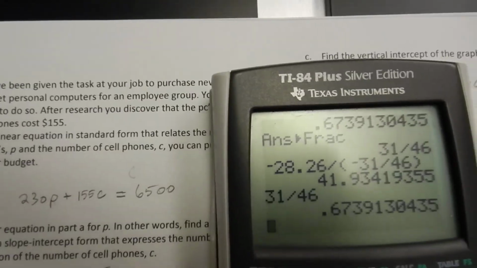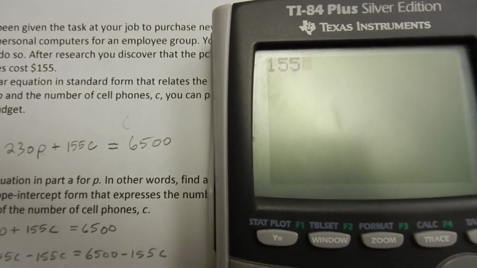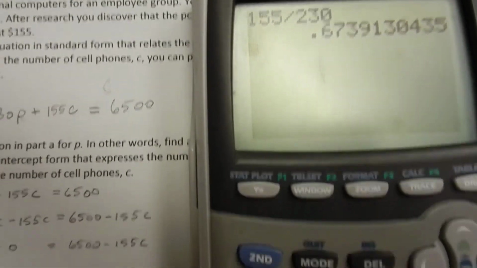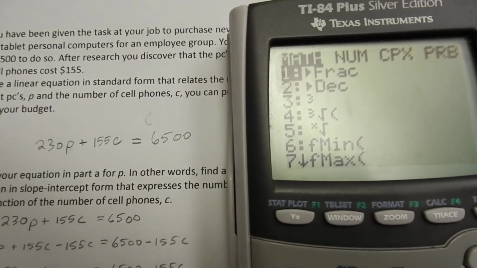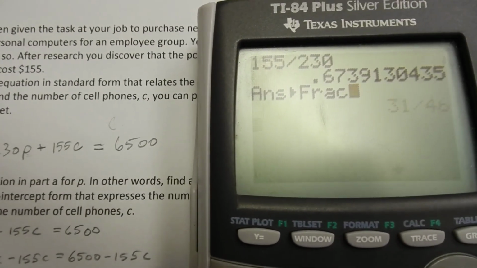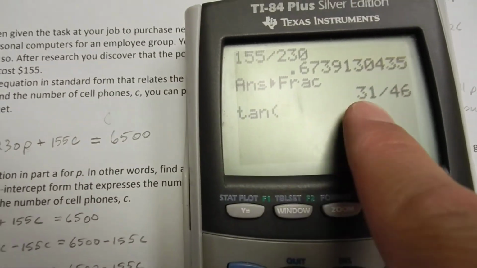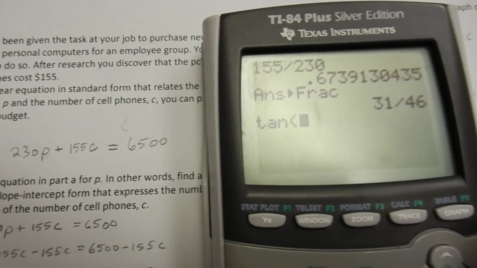So let me clear out my work here. So 155 divided by 230. If I hit enter, I'll get a decimal. But if you hit this math button here, you'll see that number 1 fraction, hit enter, and the answer will turn into a fraction. I'm going to hit enter one more time, and that's the fraction in lowest terms. So 31/46 is equivalent to that, just in lowest terms. So the fraction simplified for me.